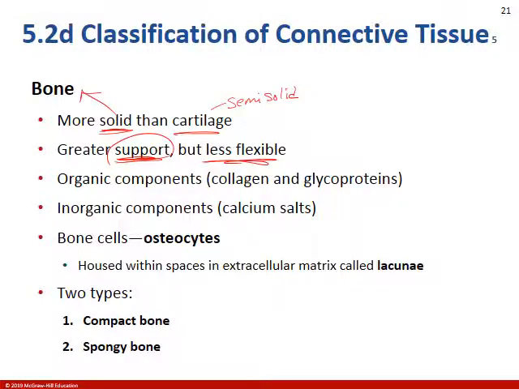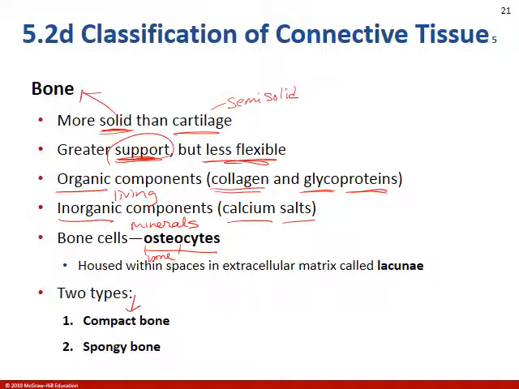We're going to talk about bones in much more detail when we get to the bone chapter, but there are organic, or living, components, and then there are inorganic ones. The living components are the collagen fibers and sugar proteins. The inorganic components you could think of as minerals. You're going to have calcium, and they say calcium salts because it's hydroxyapatite, which is a calcium phosphate. Bone cells are called osteocytes: osteo means bone, and cyte means cell.